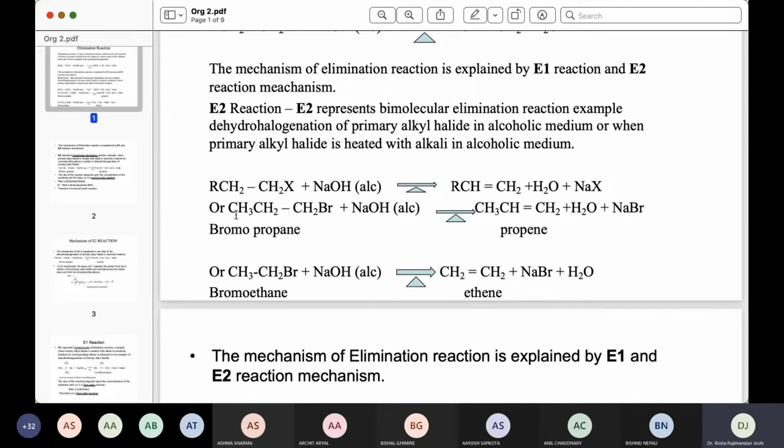So when you say E2 represents the bimolecular elimination reaction, the good example is when the primary alkyl halide is heated with alkali in alcoholic medium.